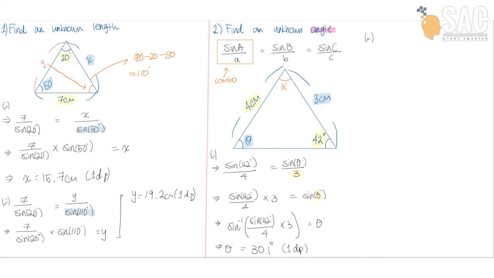If you want to find the other angle, let's call it alpha, you can use the sine rule, but it'll be easier to use the sum of the angles in a triangle, which is 180 degrees. So 180 minus 30.1 minus 42 comes to 107.9 degrees, correct to 1 decimal place.